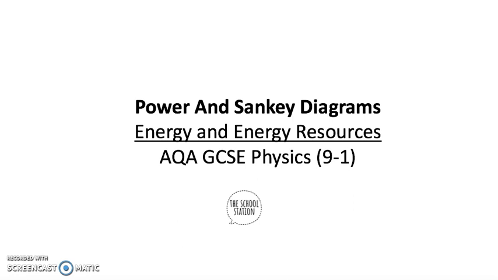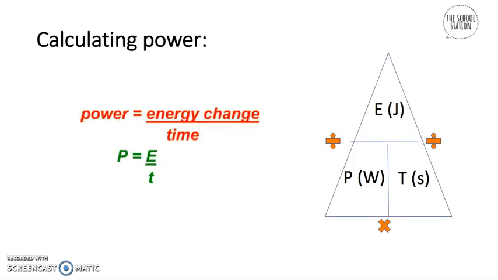Now power is about how powerful an object is, and there is actually a formula to calculate power. The formula to calculate power is power is equal to energy change divided by time, or you can just remember it as P is equal to E divided by T. So this is a formula that you will need to use when you're in your exam and you're calculating power. And there's a triangle over here.